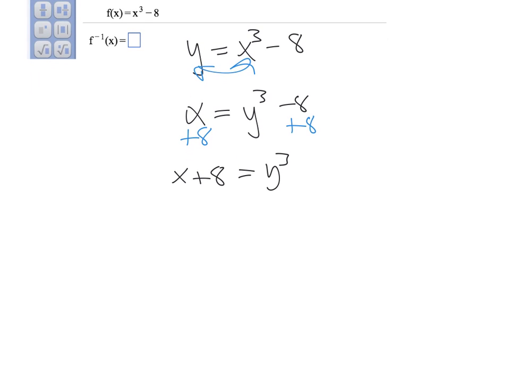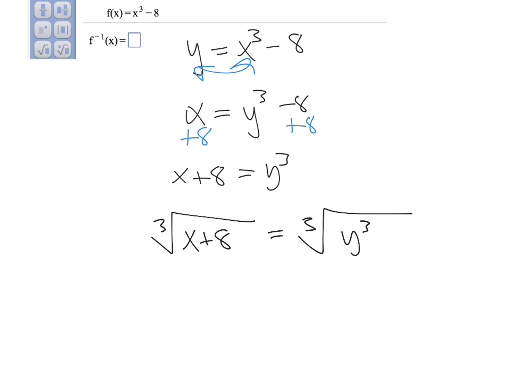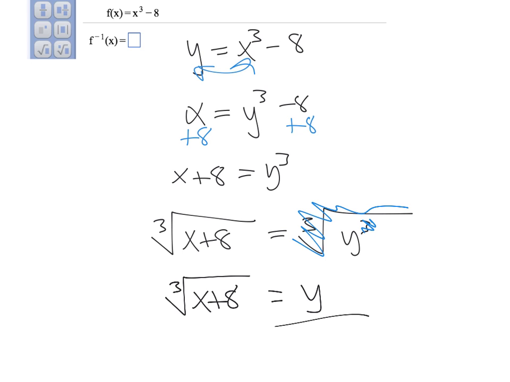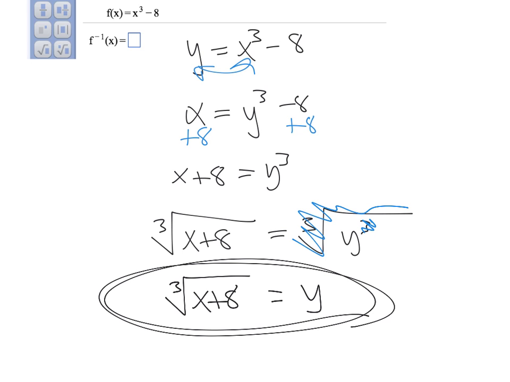cubed. And we want to get rid of that exponent. Since it's to the third power, we are going to do the cubed root of both sides. So I'm going to be explicit about that. It's the cubed root of this side and the cubed root of this side. So I did the cubed root to both sides. And so this cubed root and the exponent 3 undo each other. So that gives us y is equal to the cubed root of x plus 8. And there's nothing you could do on this left side to simplify it any further. So you are done.